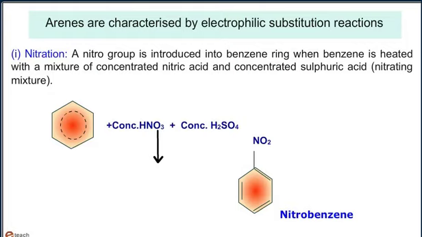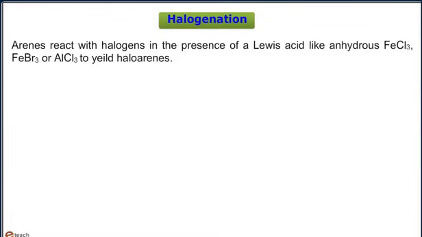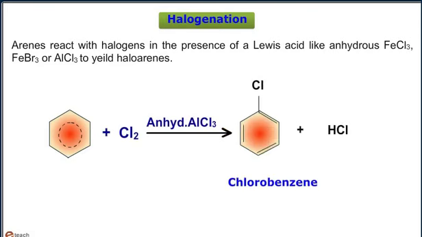C6H5NO2. The second reaction is halogenation. Arenes react with halogens in the presence of a Lewis acid like anhydrous FeCl3 or FeBr3 or AlCl3 to yield haloarenes. Consider the reaction C6H6 plus Cl2 in presence of anhydrous AlCl3 gives chlorobenzene, that is C6H5Cl plus HCl.